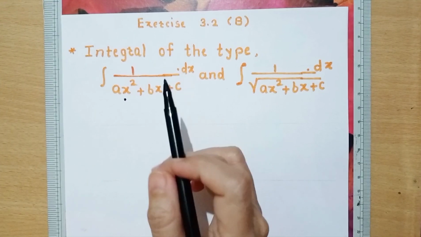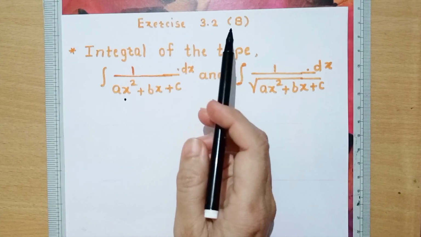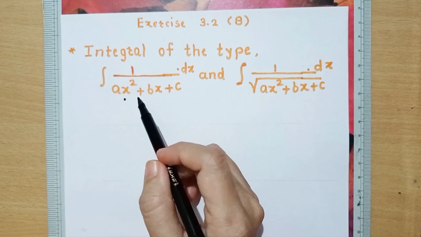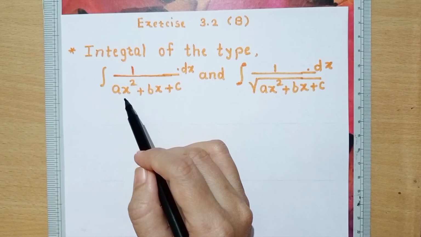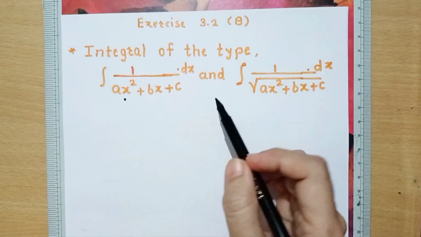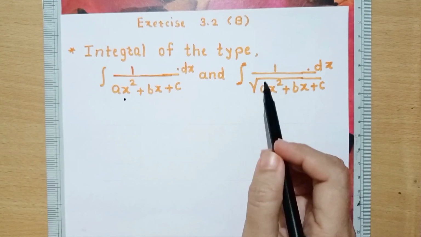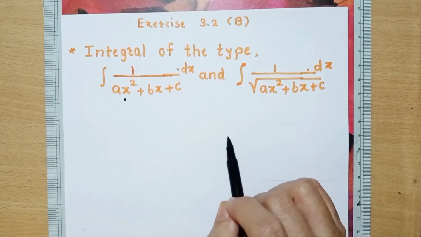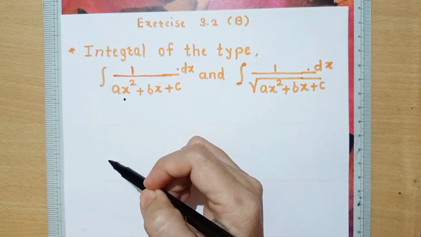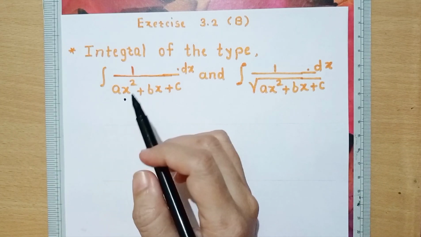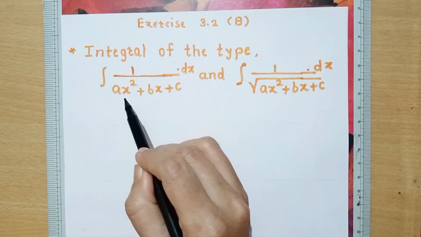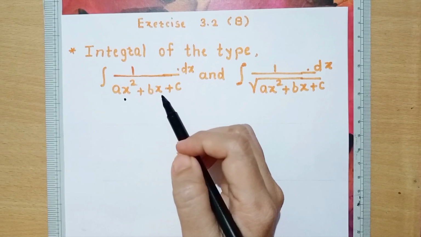Hello students, still we are solving exercise 3.2b question number 1, and today we are solving integral of next type, integration 1 upon ax square plus bx plus c dx and integration of 1 upon under root of this function into dx. Now in the previous lecture, we have solved examples on some special integrals, that means that 7 formulae, and here also we are going to use that only 7 formulae, but first we will simplify this integrand.